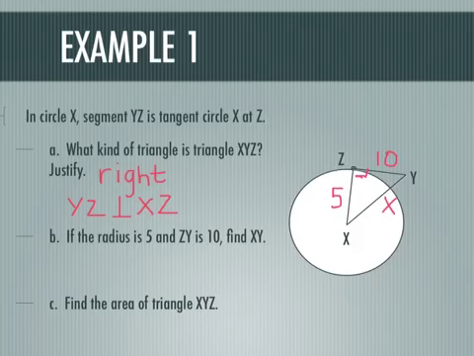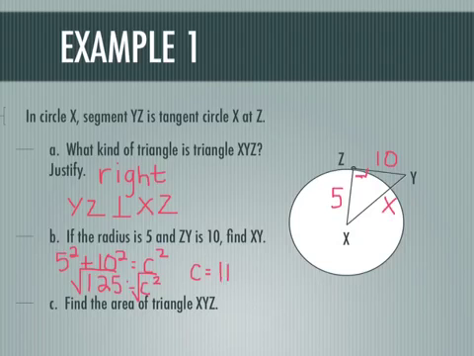Pythagoras. So 5 squared plus 10 squared equals C squared. Okay, that's going to be 25 plus 100, so 125 equals C squared. It's going to be 11 point something, 11.1. Okay, so your length of XY would be 11.18, but you're absolutely right. That's why that radius tangent theorem is important, because when you get right triangles, there's lots of stuff you can do with right triangles.